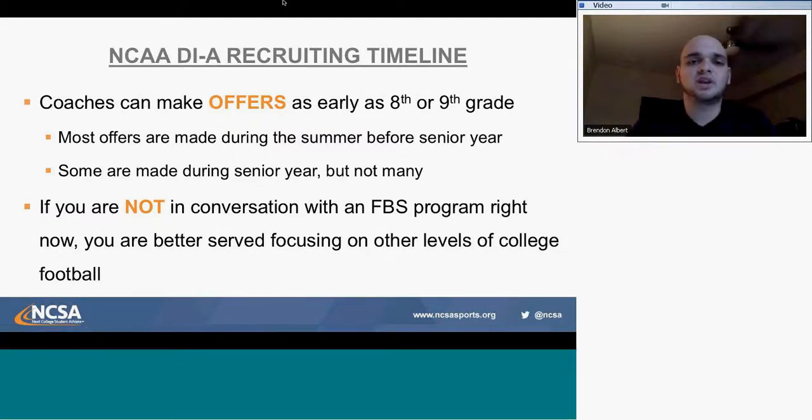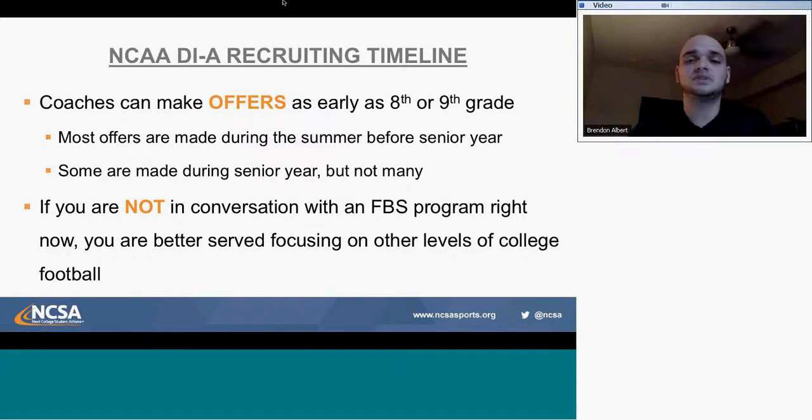Now, that said, most of these offers are going to be made during the junior year. Junior year is really the heaviest, especially in the spring into that summer going into senior year. That's our big time for Division I-A offers. We might see some Division I-A offers made in the senior year, but not often.